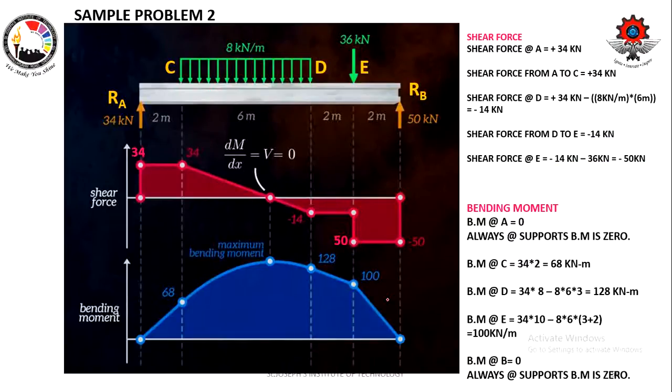Now we already know that the bending moment at B is going to be 0, because at a support the bending moment is always 0. Now only one more step is available, that is shear force from E to B. From E to B there is no rate of loading, right? So how should the shear force be? It is a horizontal straight line, right? Okay.